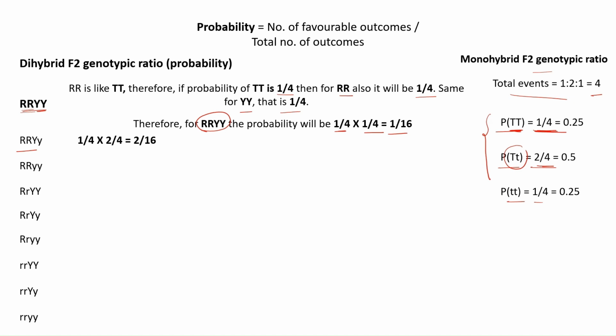Now calculate for capital R, small y. Again for capital R, 1 by 4. For small y, it is like small t, so again 1 by 4. That means it is 1 by 16. For capital R, small r, capital Y: here for capital R, small r, it is 2 by 4. For capital Y, it is 1 by 4. So it is 2 by 16.